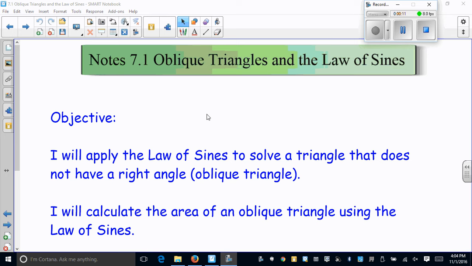We are skipping chapters 5 and 6 right now. What we're going to do is cover chapter 7, and then the rest of the semester we will spend on chapters 5 and 6 and do as much of those two chapters as we can.